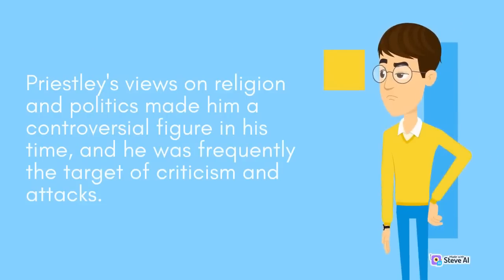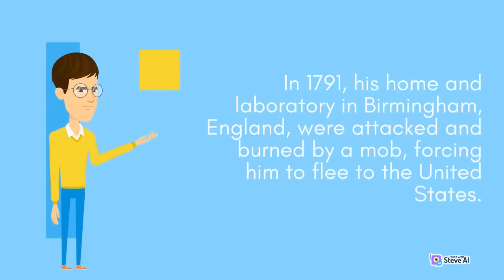Priestley's views on religion and politics made him a controversial figure in his time, and he was frequently the target of criticism and attacks. In 1791, his home and laboratory in Birmingham, England, were attacked and burned by a mob, forcing him to flee to the United States.